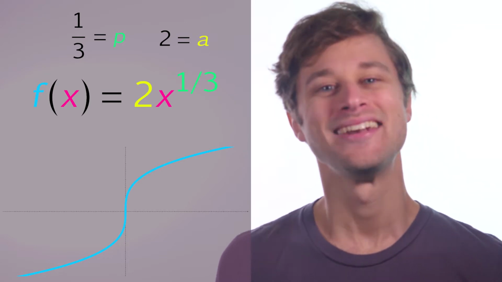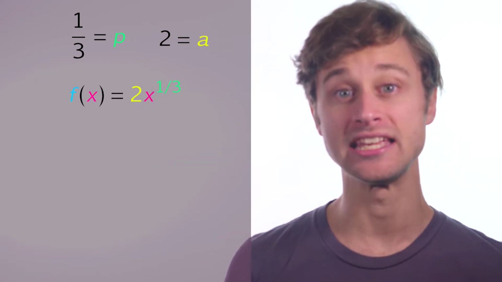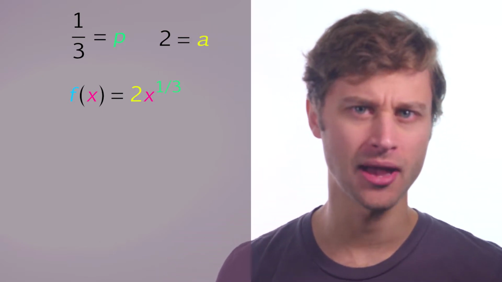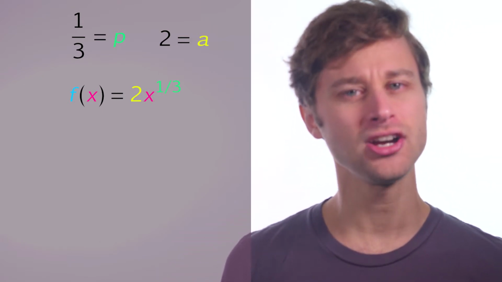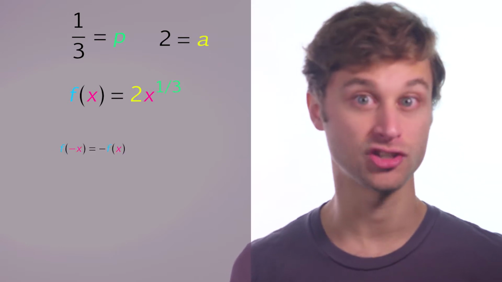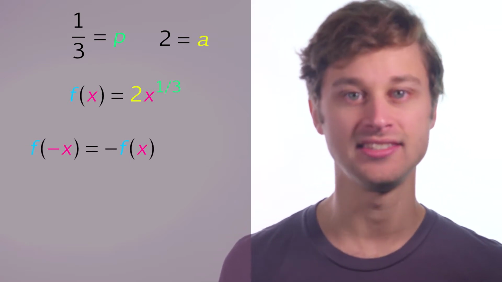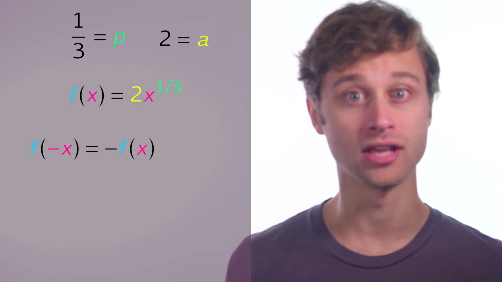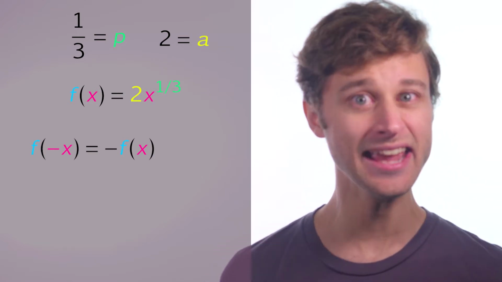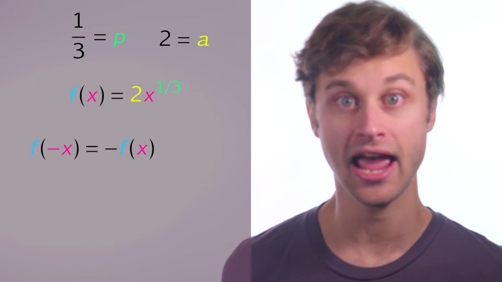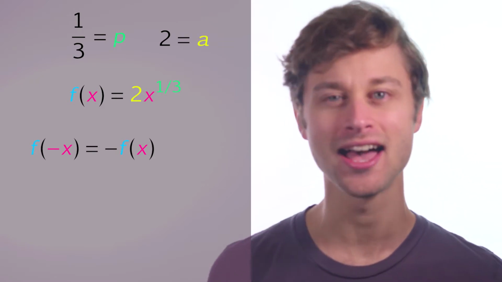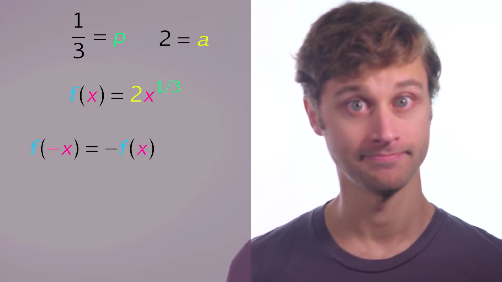All right, so now let's prove that this function is odd. How do I do that? Well, remember from a couple of episodes ago that the function is odd if it follows this relationship: f of negative x is equal to negative f of x. So whenever we want to prove an even or odd symmetry, what we do is we plug negative x into the function and see what happens. If we get negative the original function out on the other side, then we'll know it's odd.